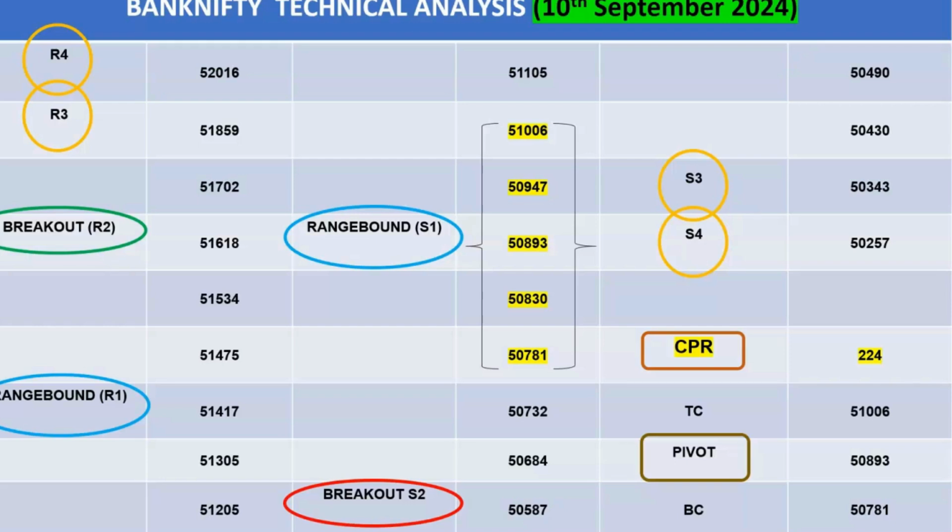Narrow CPR indicates that markets may trend, while wide CPR indicates a more or less flat market, although this is an observation and not a rule.